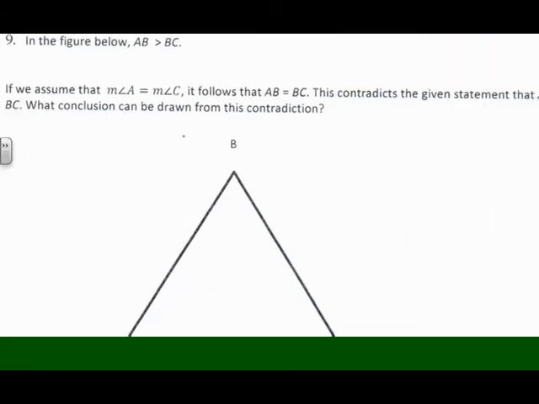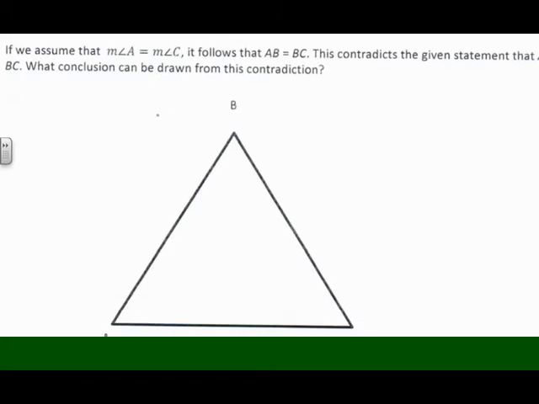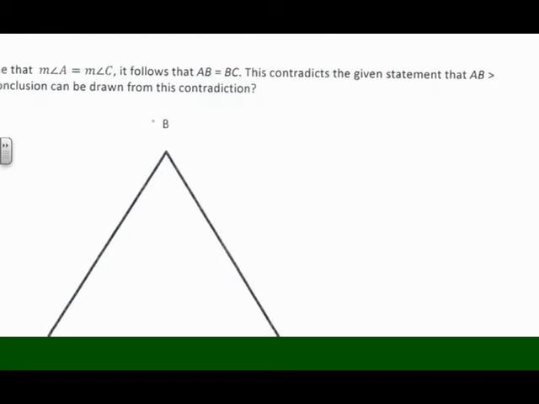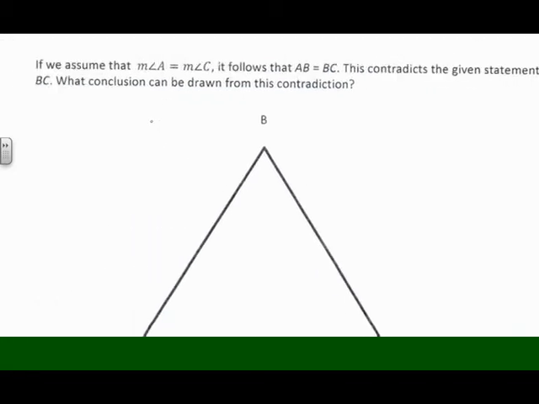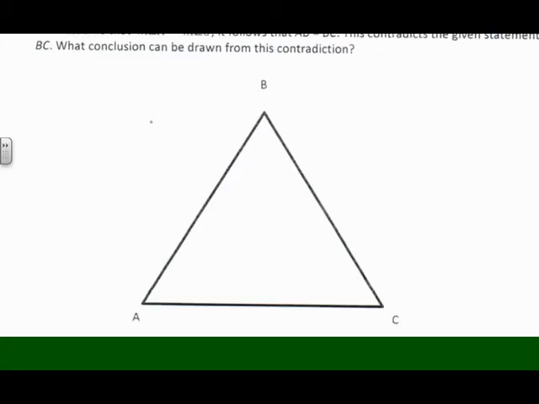Okay, in the figure below, AB is greater than BC. If we assume that measure of angle A is equal to measure of angle C, it follows that AB is equal to BC. This contradicts the given statement that AB is greater than BC. What conclusion can be drawn from this contradiction?